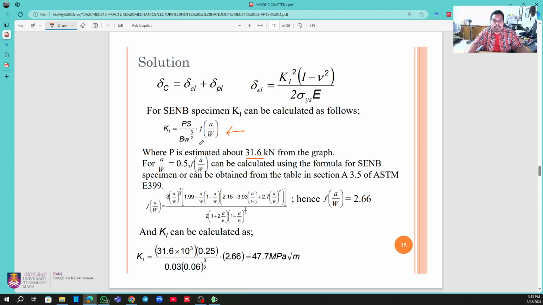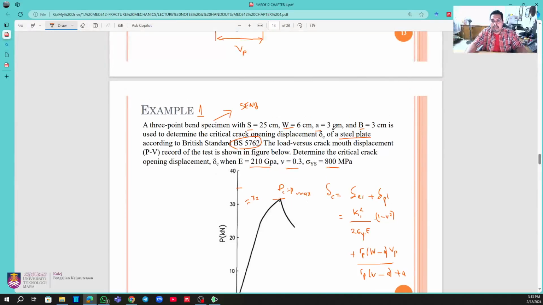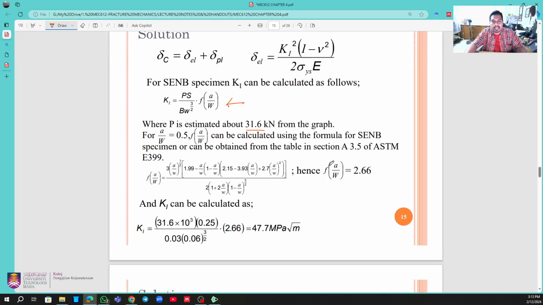And for A over W, we know that A is equivalent to 3 centimeter and W is 6. So if you calculate A over W, the unit is the same: A means 3 divided by 6. So obviously the answer is 0.5. And there is no unit because this is a ratio between two units of length. So A over W is 0.5 in our case.